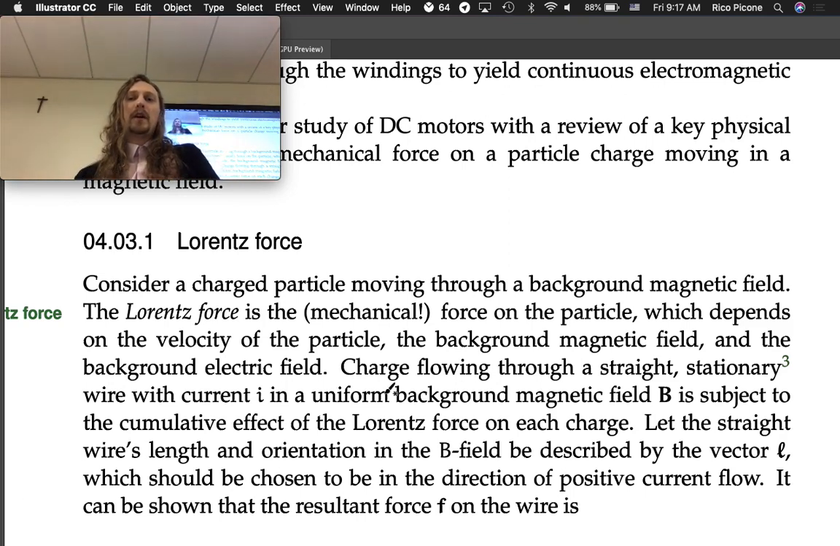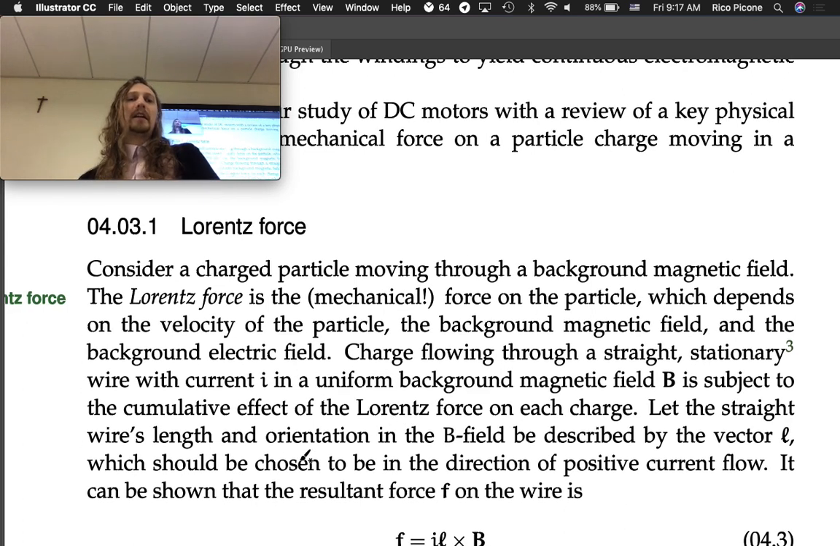Charge flowing through a straight, stationary wire with current I in a uniform background magnetic field B is subject to the cumulative effect of the Lorentz force on each charge. So if that's true for one charge, you can put a whole bunch of them in a wire, all moving in the same direction, and they're all going to get forces in the same direction resulting from that. As long as you have a uniform magnetic field, they'll all be in the same direction.